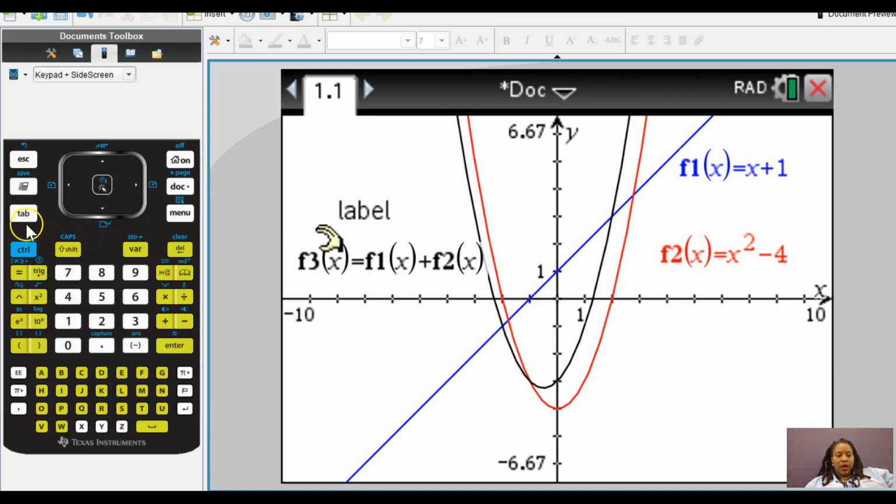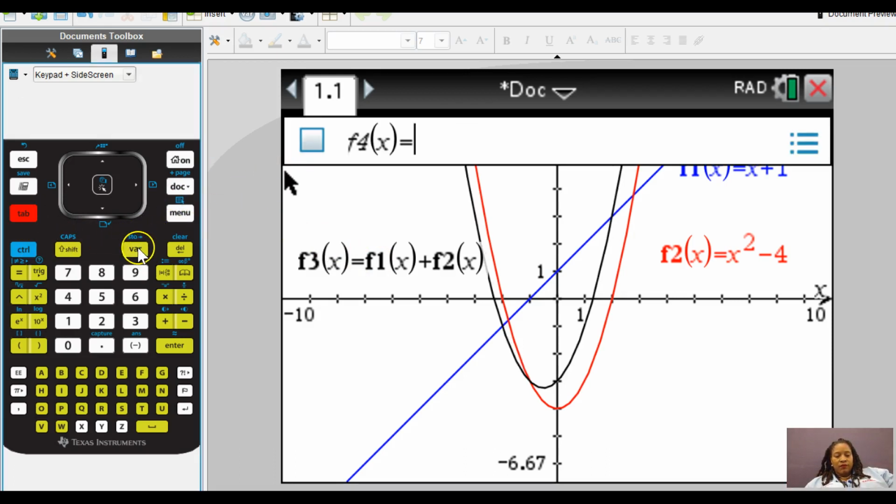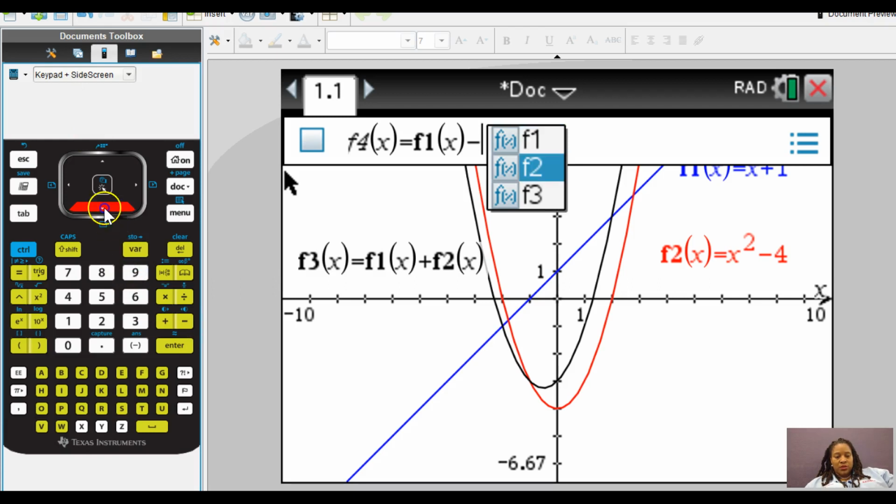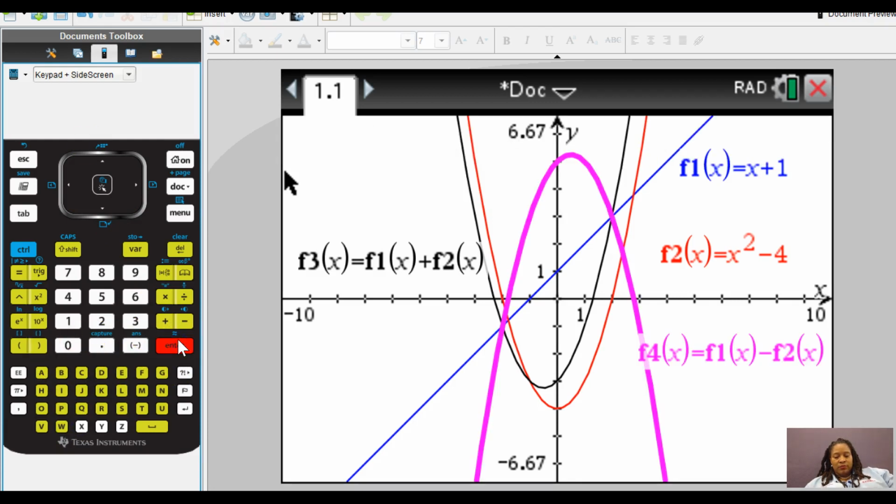Tab, variable, remember that, f1, enter, x, close parentheses. We said difference, so that means subtract. We're going to still do f of 2, select f of 2, enter, put our variable x in parentheses, press enter. Boom. And why do you think that is? Can you discuss that? Of course, because when we subtracted, we distributed negative 1 times x squared minus 4, so that became negative x squared plus 4. And of course, it affected the graph.